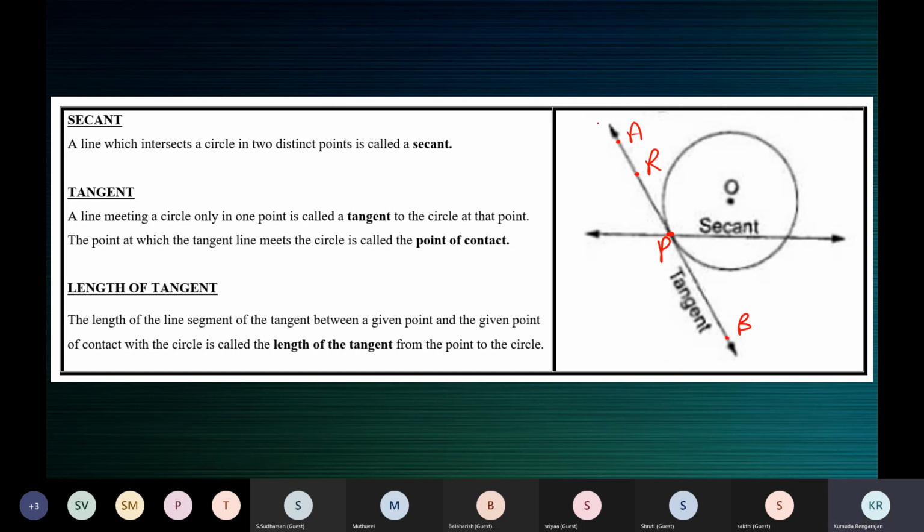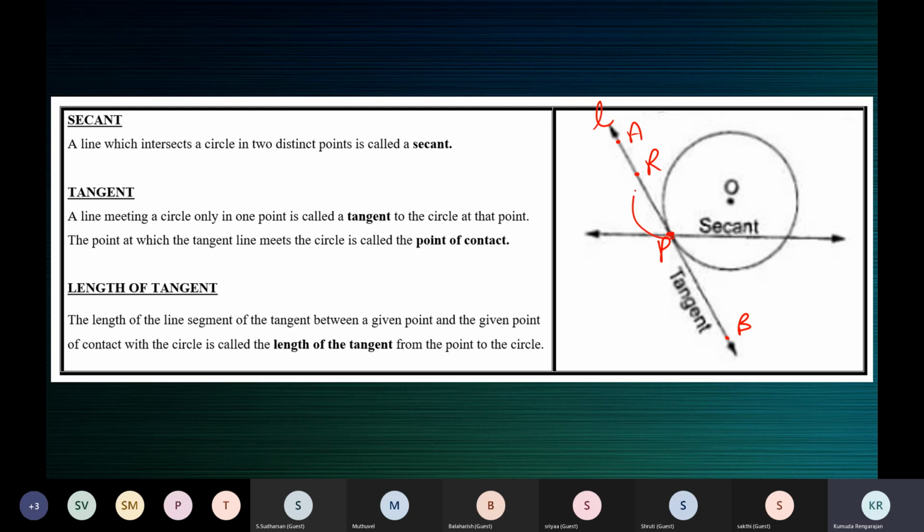Okay, let me call this tangent L. This is the tangent L. L is the tangent. Now P is the point of contact, and you can see the points A, R, and B on the tangent. Now all the distances from P.